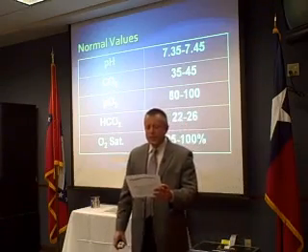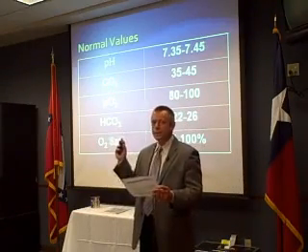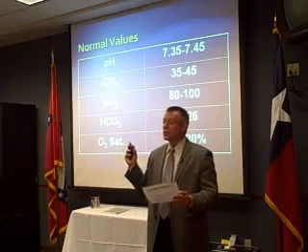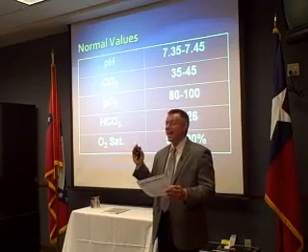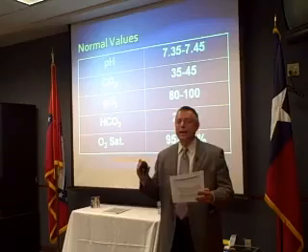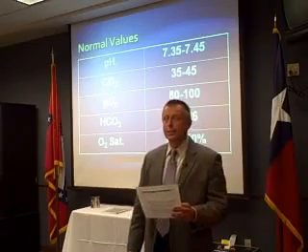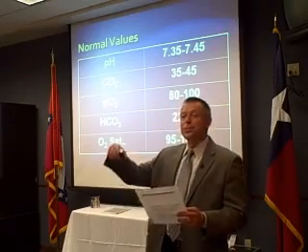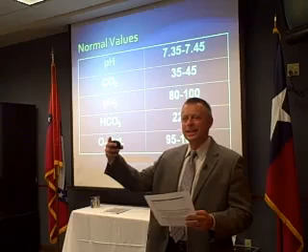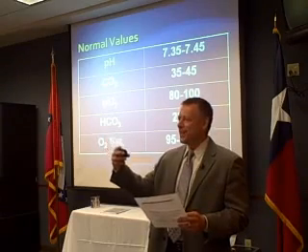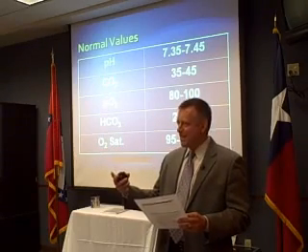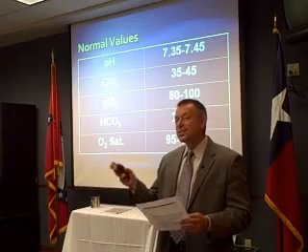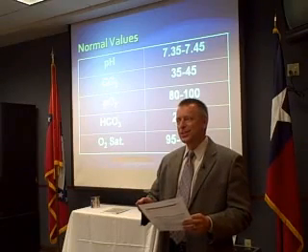Number 5, we have a pH of 7.10, and that is? Acidotic. CO2 of 25 is? Alkalotic. Okay, how about our bicarb of 7? Acidotic. So which one matches the pH? The bicarb. Therefore, we have a metabolic acidosis.